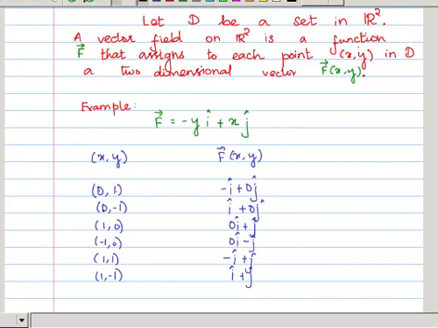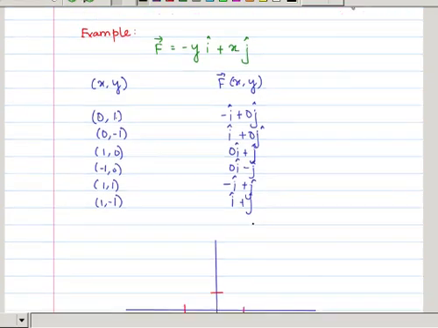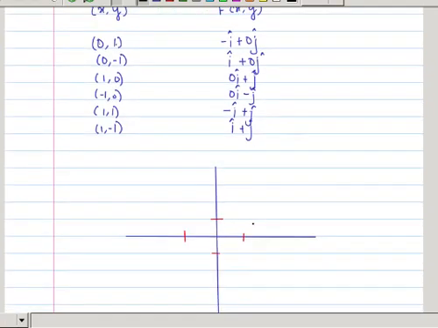Then x equal to 0 and y equal to minus 1, you will get i plus 0 j. For 1 comma 0 we get 0 i plus j. Then for minus 1 comma 0 we will get 0 i minus j. For 1 comma 1, minus i plus j. For 1 comma minus 1, i plus j. So these are the vectors we are getting.